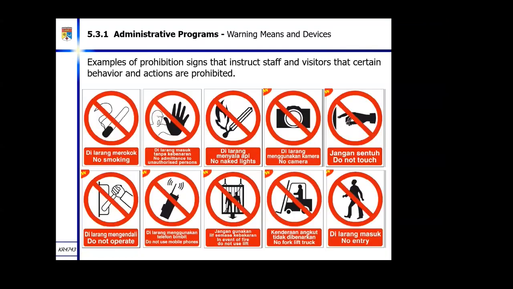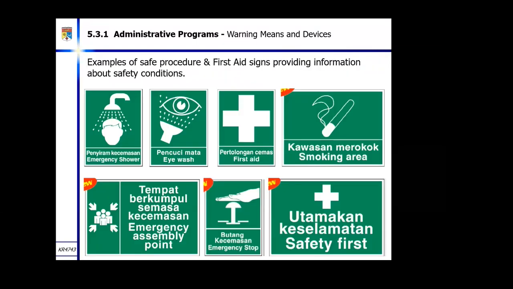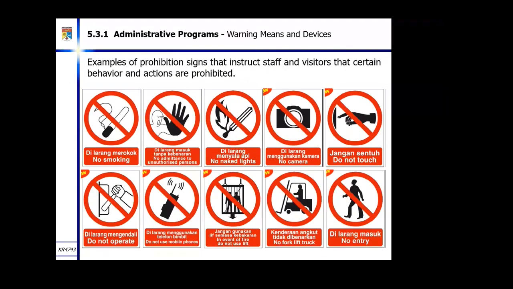Okay, and then this one, certain behaviors and actions are prohibited. Ini menunjukkan macam yang tadi kan kita tengok kalau red ni, red for the prohibition. Okay, dia ada red untuk fire and red for prohibition lah. So this is red for prohibition. Tak boleh, dilarang merokok, dilarang masuk tanpa kebenaran, dilarang menyalakan api. So dilarang lah. Everything is about prohibition.